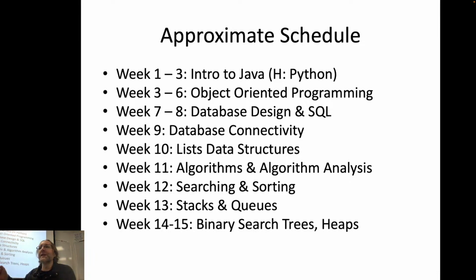Then we'll transition into DSAs, data structures and algorithms. We'll look at list data structures, algorithms and algorithm analysis, big O analysis. We may revisit searching and sorting, stacks, queues, binary search trees, and heaps. So data structures and algorithms are the second, third, or thereabouts of the course.